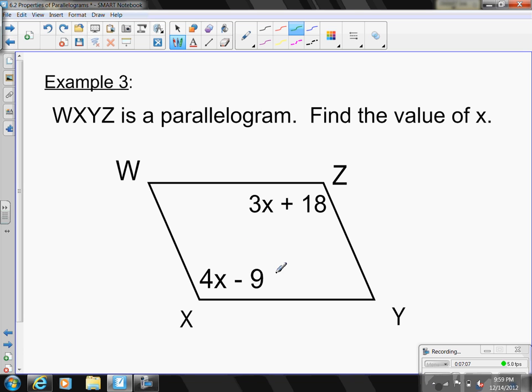And here we have a parallelogram again, so my opposite angles have to be congruent, have to be equal. So I'm going to say 3x plus 18 equals 4x minus 9. Get my x's to one side first. Always start with your x's. It seems like it makes life easier. And I get x minus 9 equals 18. And add 9 to both sides. X equals 27.